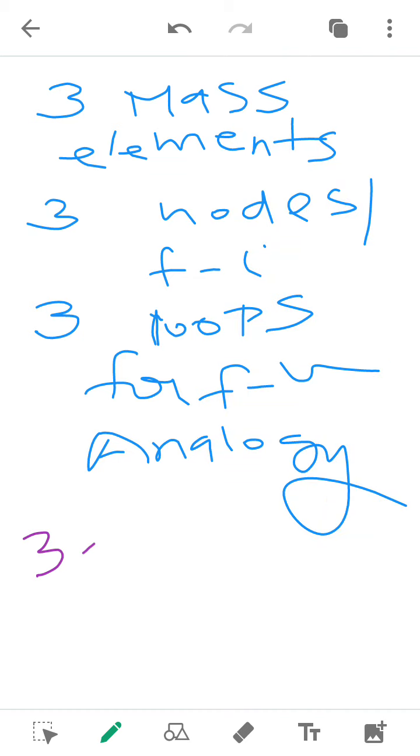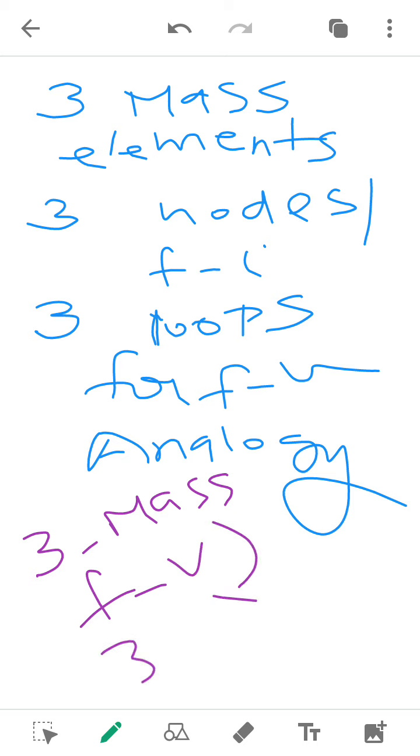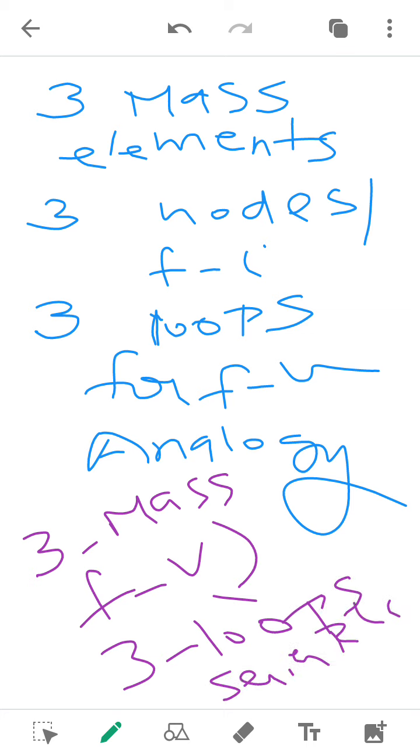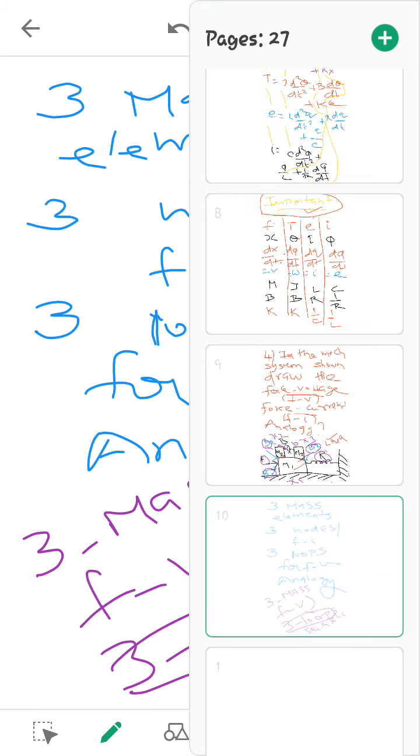Now we have three mass elements in the problem. Now we are going to derive the force voltage analogy. So this will be equivalent to three loops for a series RLC. So three loops we are supposed to draw.